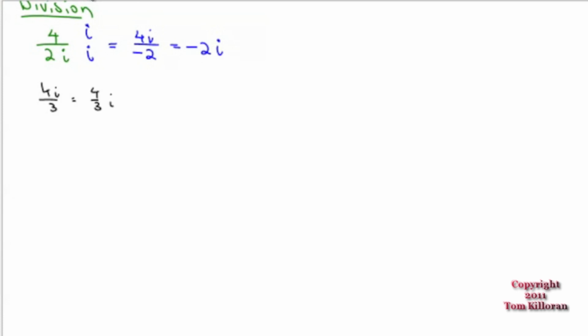Give us some of them. Yeah, aren't those nice? Did you have like i cubed or something? No, I'm going to stay away from the i cubes and i to the fifths, because you don't usually run into them. How about 7 over 3 minus 5i? Take time up. Nope. I got 1 minute.